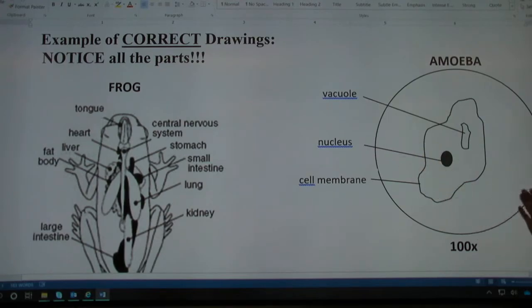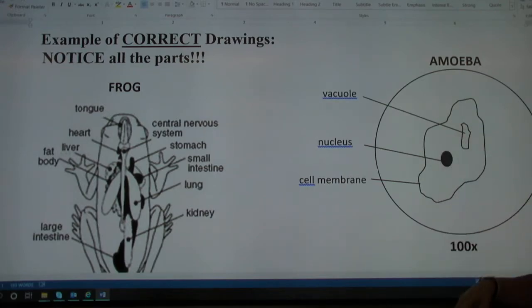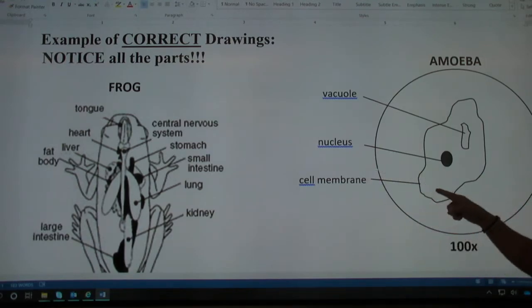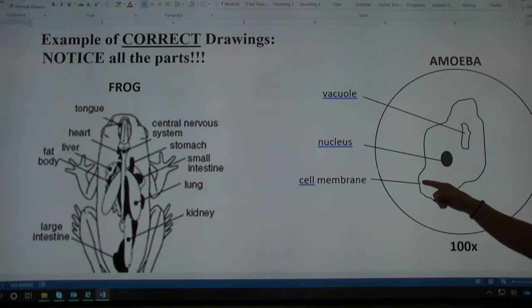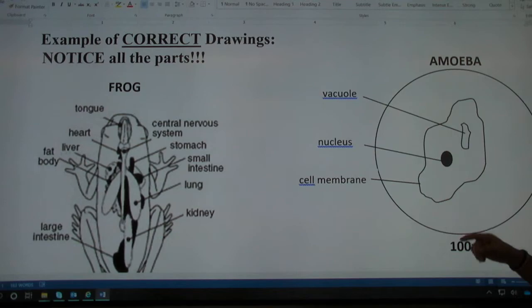This one is from a microscope, and this is the one that's important. This is your circle that you're seeing when you look through it. Okay? There's your amoeba. See, I told you what it was. A vacuole, the nucleus, and the cell membrane. Notice these lines touch. Kind of as best of my ability, they touch what it is that I'm labeling. And then this is if the amoeba was looked at 100x. So with the medium power.